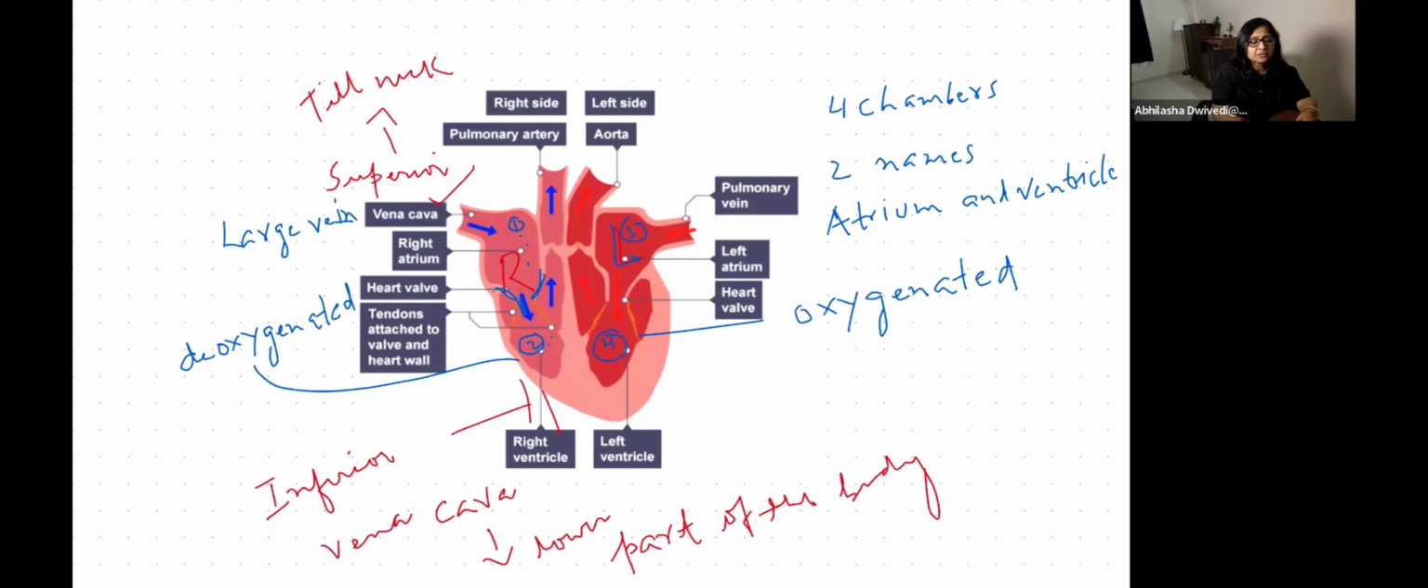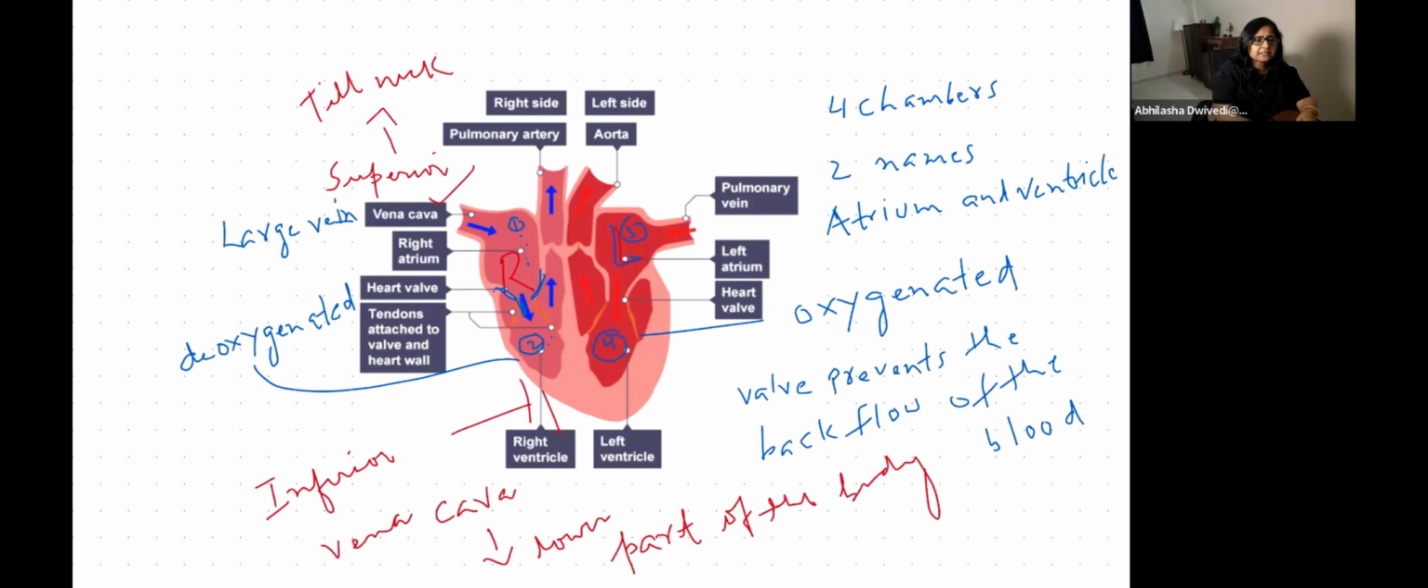What's the function of a valve? To prevent the backflow of the blood. That means it doesn't let the blood go back. Very important thing. Then just trace the path.